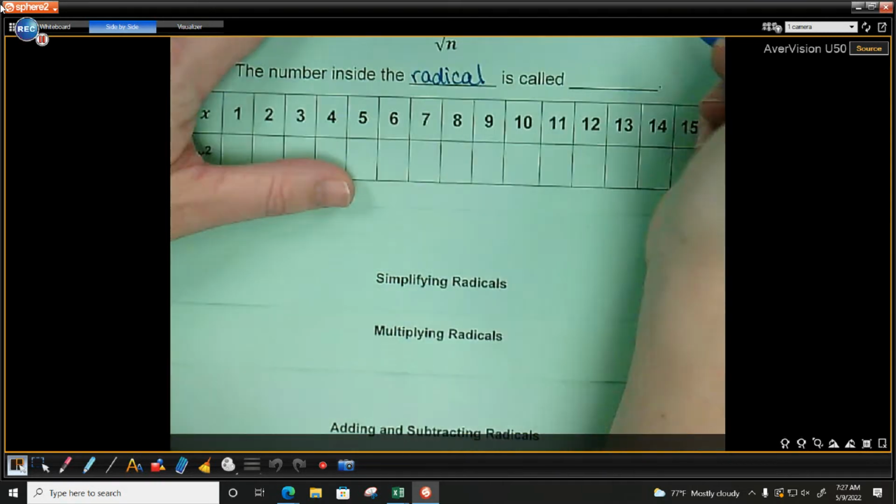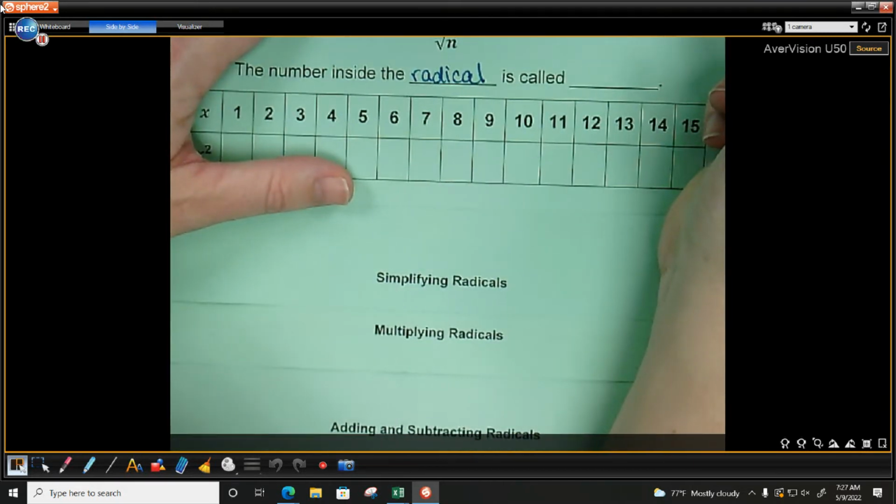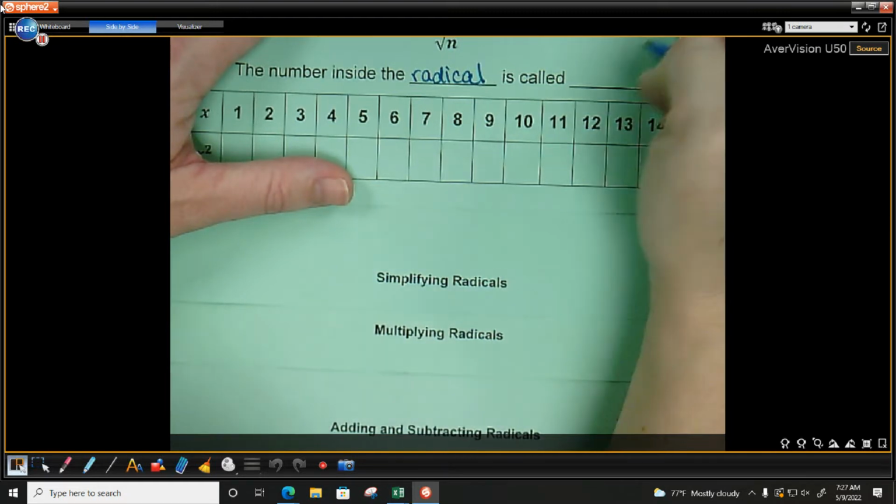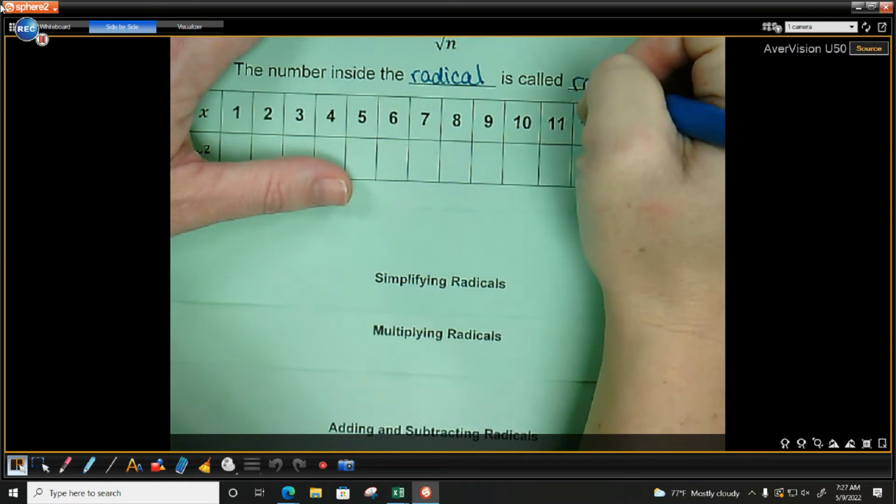we call, does anyone remember what that was called? That was a long time ago and we probably haven't used this vocabulary word a ton. No, it's okay, just say no. It's a radicand.